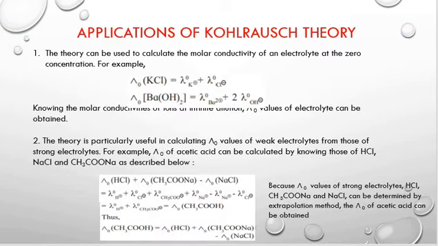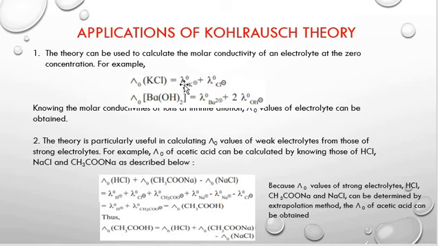Now, application of Kohlrausch theory. The theory is used to calculate the molar conductivity of an electrolyte at zero concentration. For example, if I need to calculate lambda naught for KCl, I will take the molar conductivity of potassium and the molar conductivity of chloride. Since the moles of potassium ion and chloride ion here are 1, the formula would be like this.